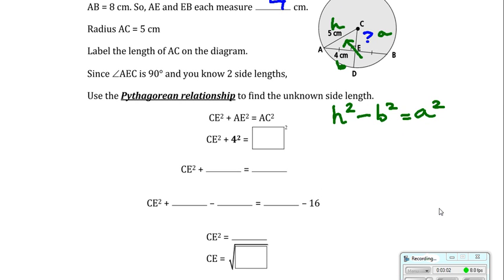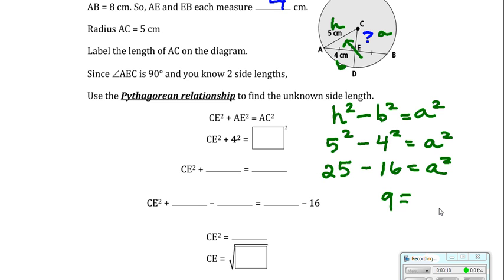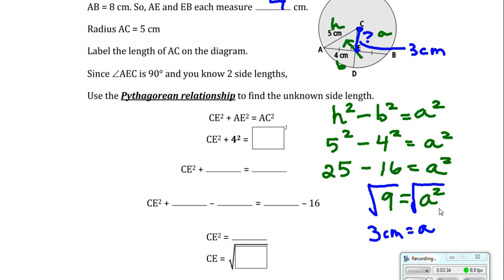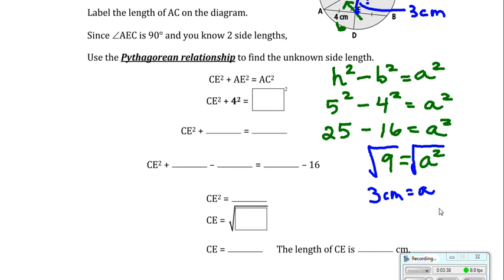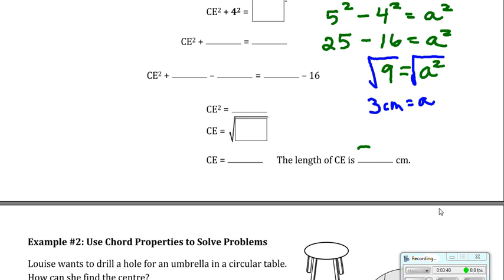And so the hypotenuse is 5. So 5 squared, take away 4 squared will give us the side. 5 squared is 5 times 5. Take away 4 squared, which is 4 times 4. And so then we're going to subtract them. And we get 9 equals the area. I don't want to know the area. I want to know the side length. So we need to square root. And we get 3 centimeters. So that means from C to E is 3 centimeters. And we knew it had to be less than the radius, right? The length of CE is 3 centimeters.